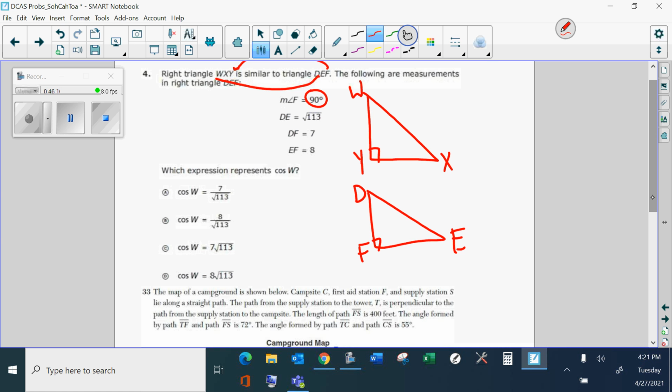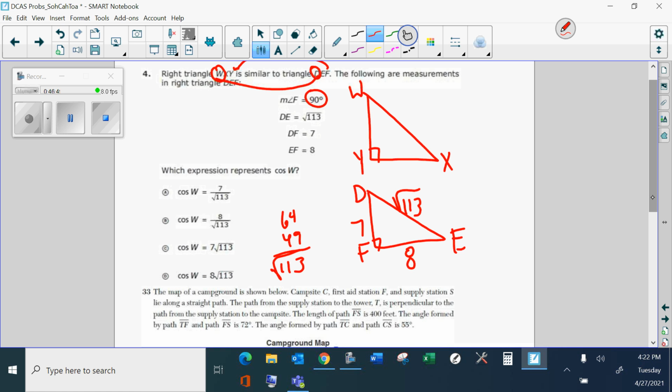All corresponds. Okay, it says DE is square root of 113, so you can put that in there. DF is 7. EF is 8. That's 64 plus 49, so you get 113 and then square root of 113. So that is true. Which expression represents a cosine of W? Well, don't forget W matches up with D, so it would also be the cosine of D.